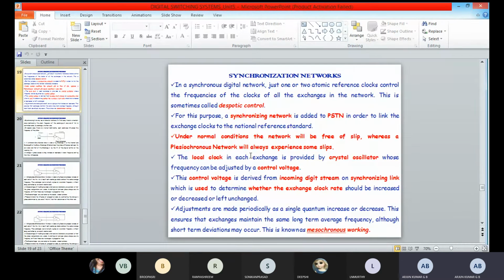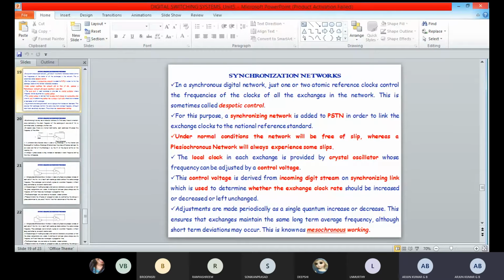the national reference standard. Under normal conditions, the network will be free of slip. Whereas an unsynchronized network will always experience slip. Slip means there is a difference between the frequencies. Step is nothing but some difference between the steps. See, one telephone exchange will be working with a different frequency, another telephone exchange will be working with a different frequency.